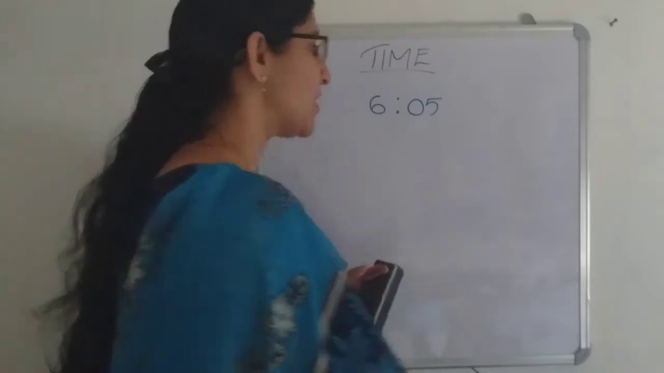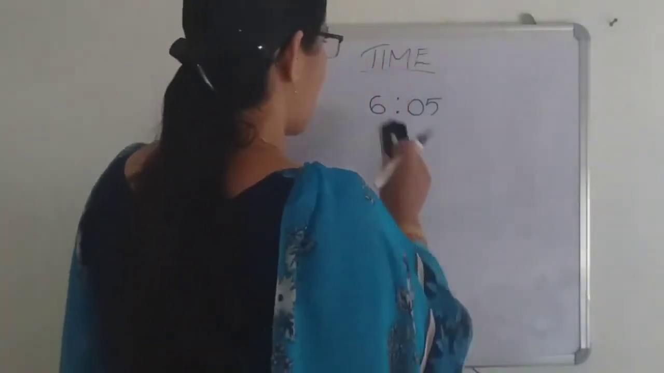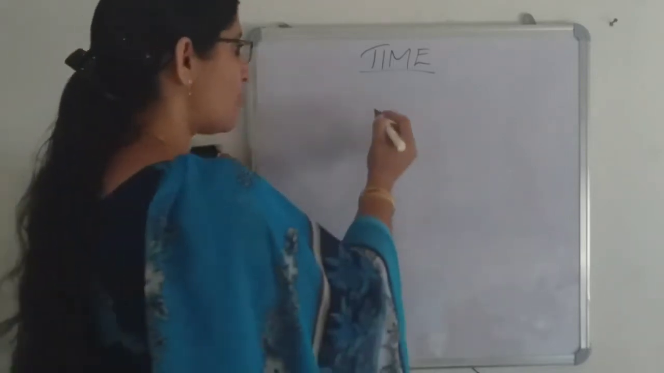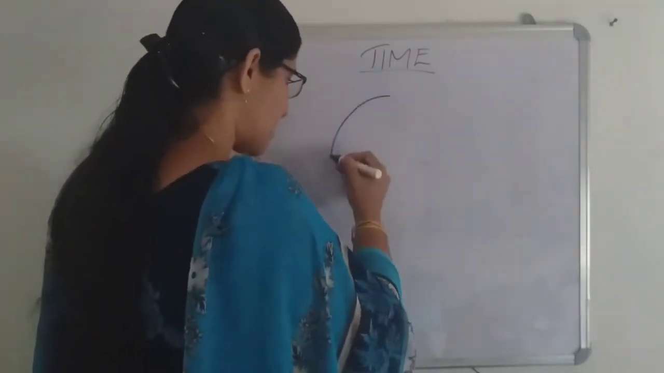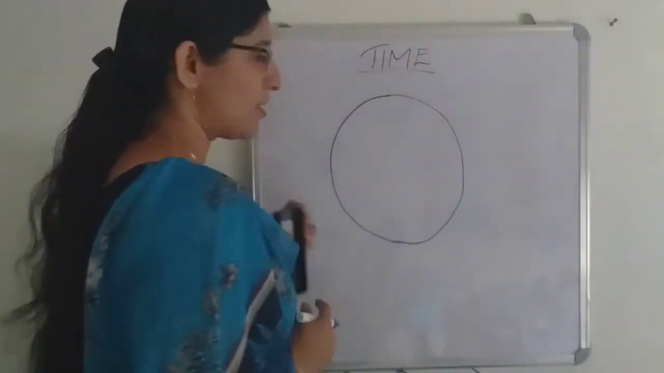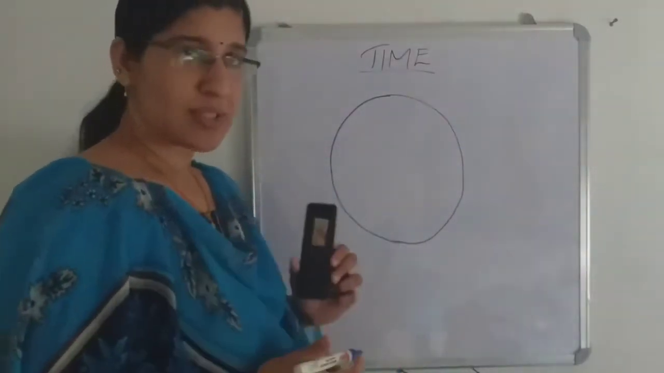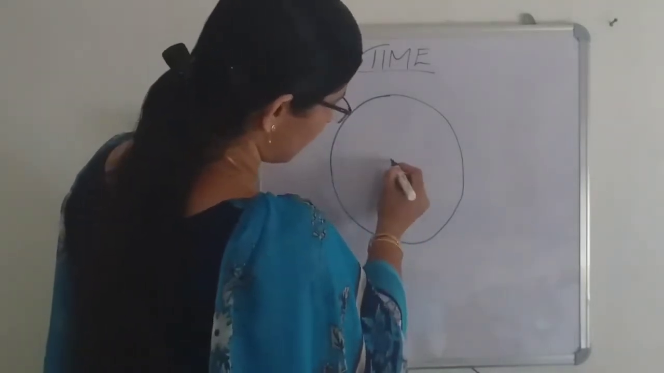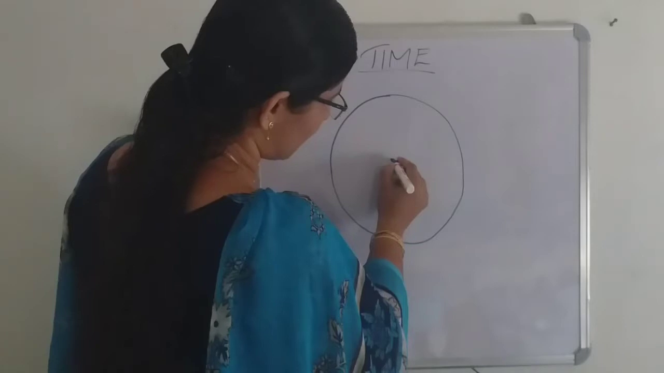Then let me draw the clock. So listen here, and see how we will draw the clock. You can use a compass or any circular thing to make the circle. So circle. I'm going to draw one clock. I think this is the center of the circle.